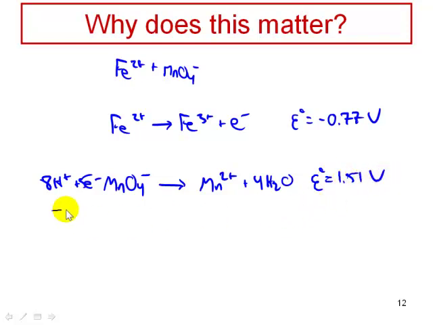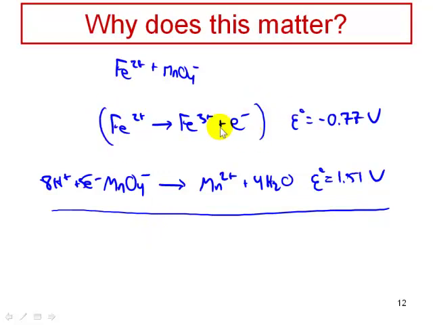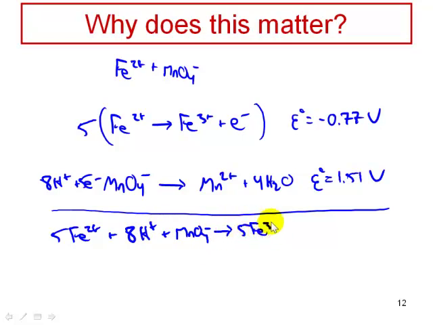If I add this together to get the total equation, or the total reaction like we had before, and I multiply this guy by 5, I'm going to get 5 Fe2+ plus 8H+ plus permanganate MnO4- yielding 5 Fe3+ plus Mn2+ plus 4H2O. Okay? The overall potential for that half reaction is going to be the sum of these two right here.